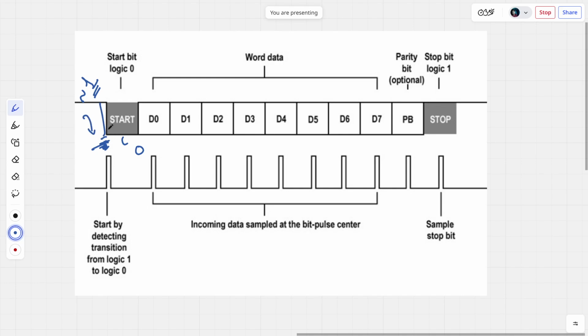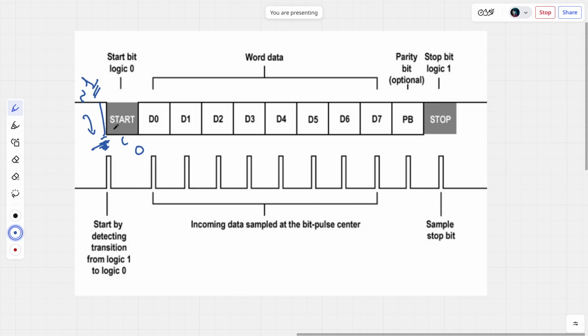This transition will result in the start condition. So to start, the TX line should go from high to low voltage. Okay, and one more thing, there is a concept of baud rate. Many people were wondering, I haven't told about baud rate yet. We'll discuss it. As of now, just understand the frame.